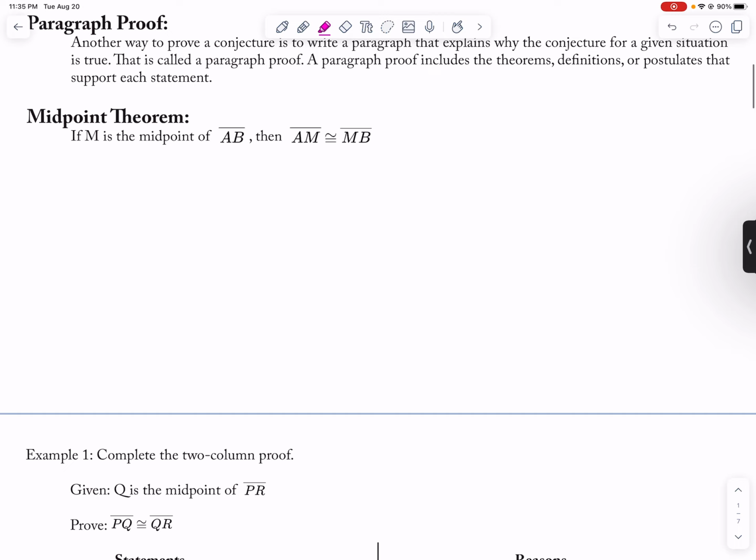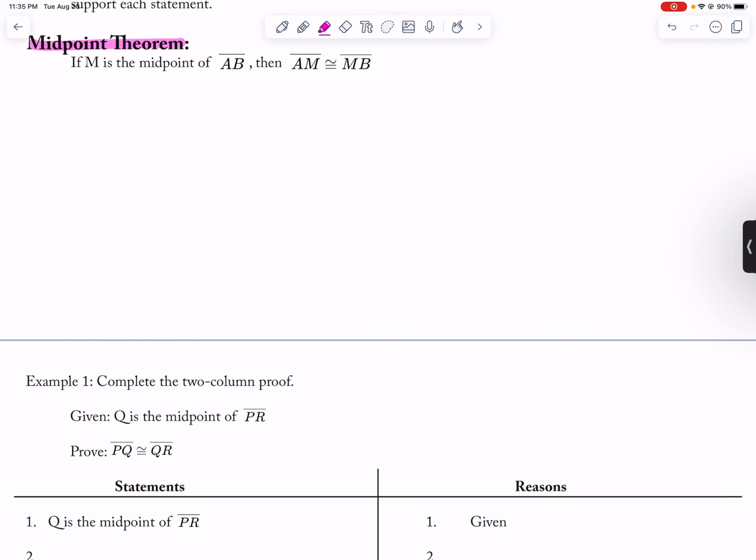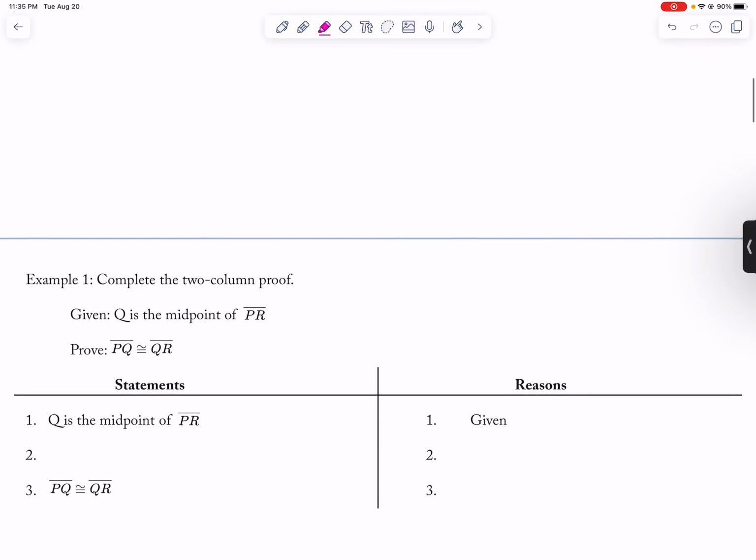One of the theorems that we do need is the midpoint theorem. And then we'll get other theorems as we progress through. But you do need to remember the stuff that we've done before. So there's the segment addition postulate and the angle addition postulate, and you will need those. And then we'll add to it.